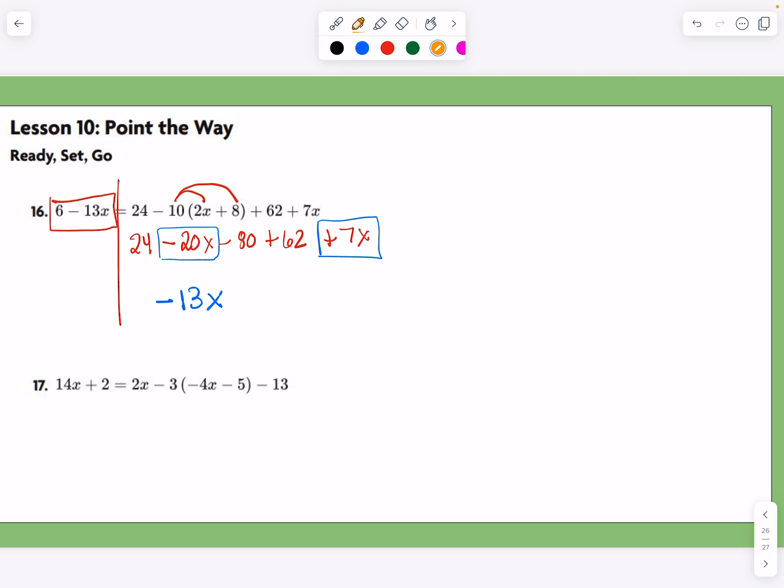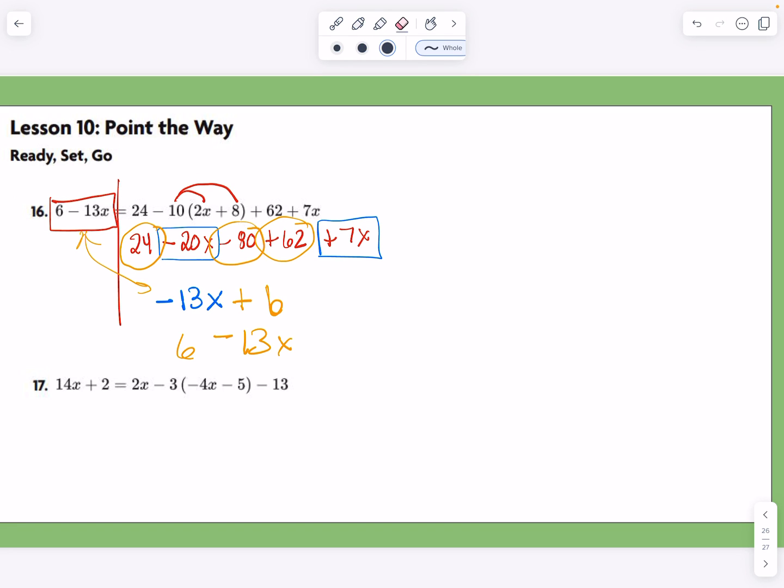And then if we take our regular numbers, 24, negative 80, positive 62, and combine all those together, we actually end up once again with the number 6. So we're going to add 6. Right? Yeah, 6. Now, that doesn't quite match, but you can notice I could shift the order around and say, let's make this 6 minus 13x. I just flip-flop those around, and now it matches great.